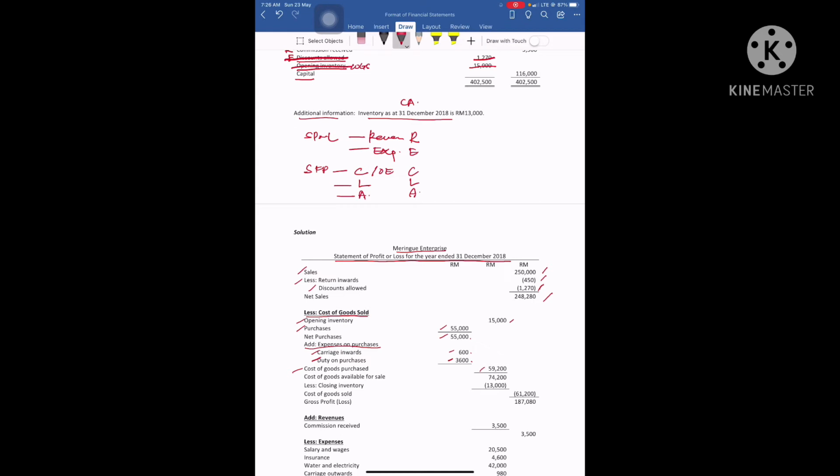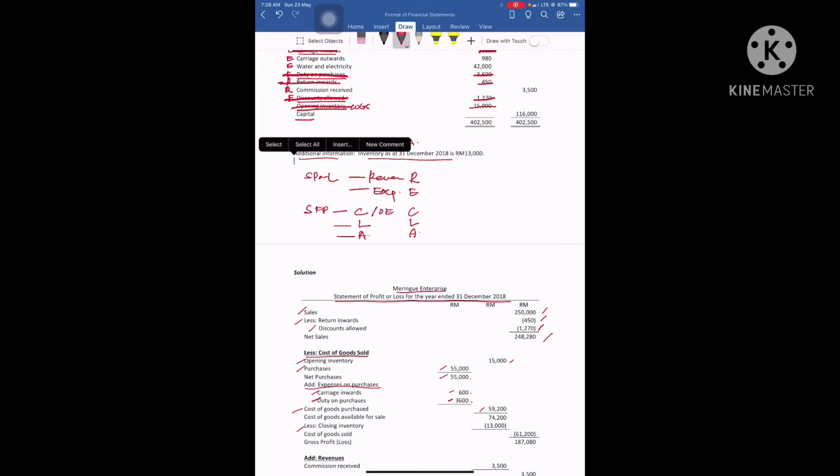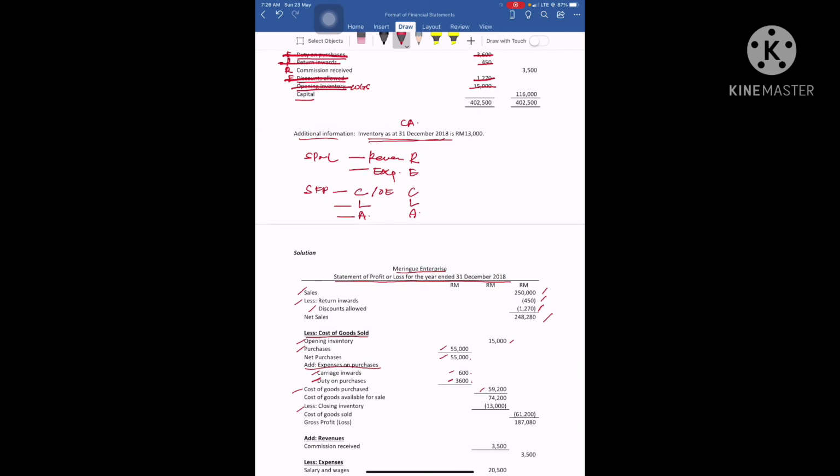And then we have to less our closing inventory. So in the question, where is our closing inventory? So this is our closing inventory, 13,000. So we less our inventory, 13,000. So after we get it, our opening inventory plus the cost of good purchase, we get 74,200. And then we minus our closing inventory, and our cost of goods sold is 61,200.